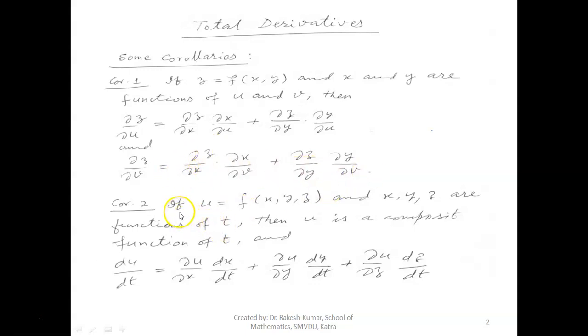And corollary number two: if u is equal to f(x, y, z), that is a function of three variables, and x, y, z are again functions of t, then u is a composite function of t, and du/dt is equal to ∂u/∂x into dx/dt plus ∂u/∂y into dy/dt plus ∂u/∂z into dz/dt. So this is simply an extension of the two variable case.